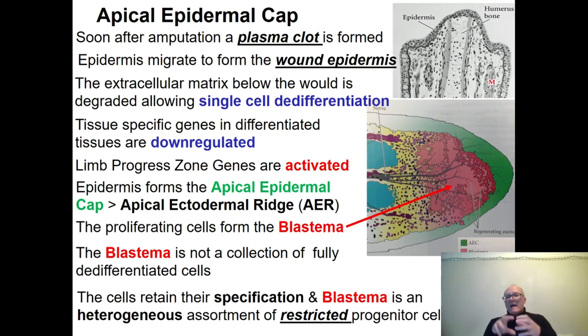This is because the cells that de-differentiate and then proliferate and differentiate again as adult cells retain the memory of what they were. So the muscle cells de-differentiate, proliferate, and then differentiate again into muscle cells. So they don't completely change what they were doing before. They remember what they were doing before, and then they re-differentiate into the same kind of cell. So if you want, the blastema is a heterogeneous assortment of restricted progenitor cells. This is because the progenitor cells will not become whatever, but they will remember what they were before.